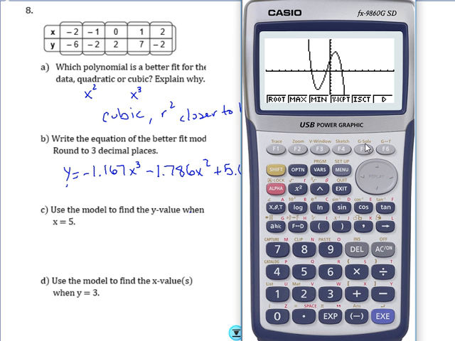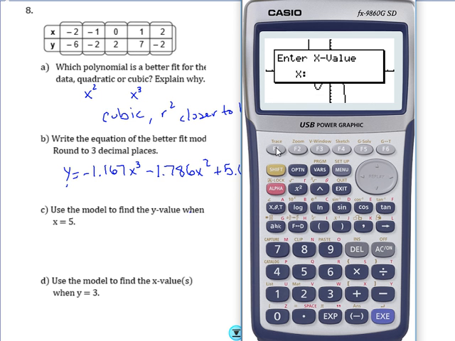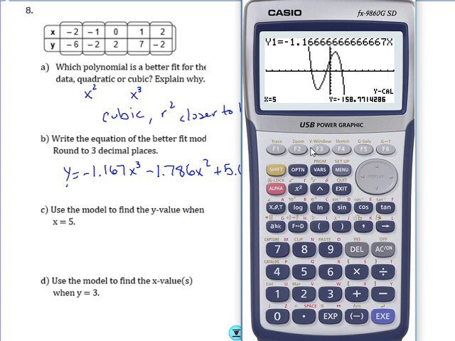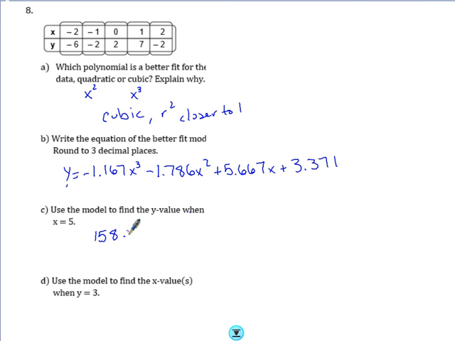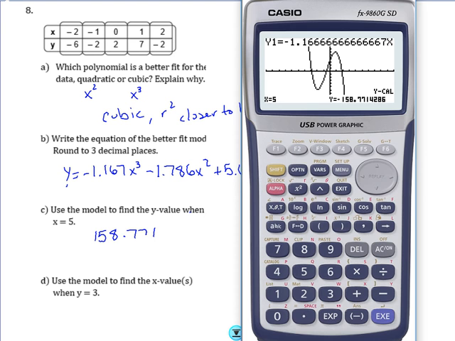So I'm going to do gsolve and go over. We have ycal and xcal. I'm looking for a y value, so I'm going to pick that. It asks me for the x value. I'm going to put in 5. And it tells me that when x is 5, y is 158.771.